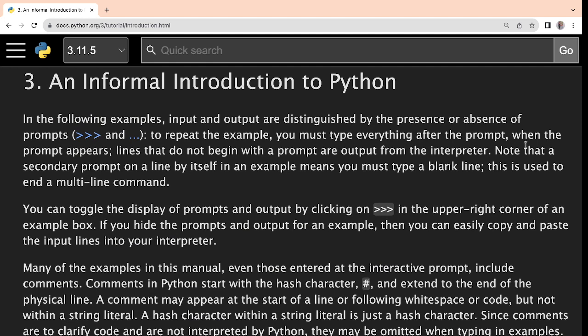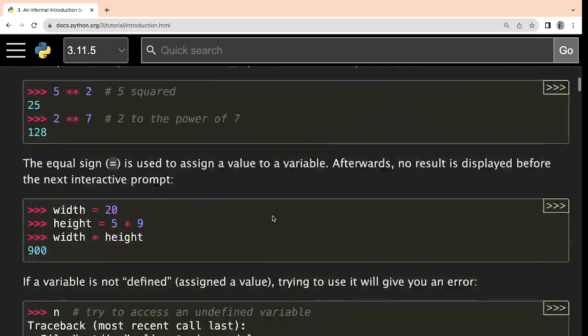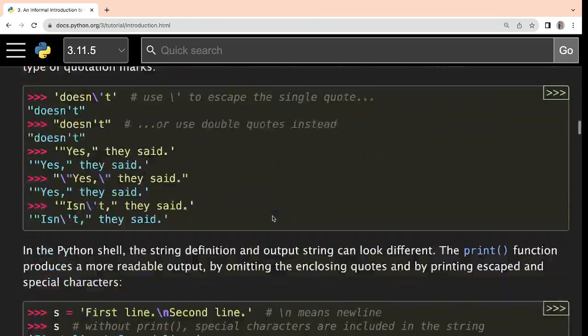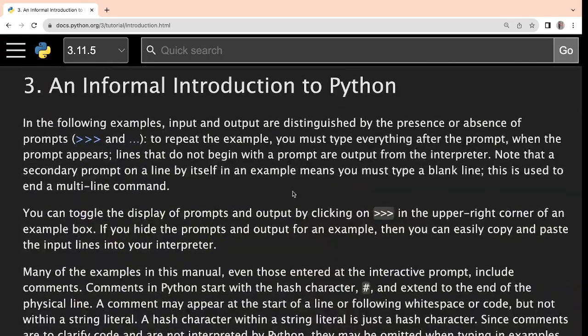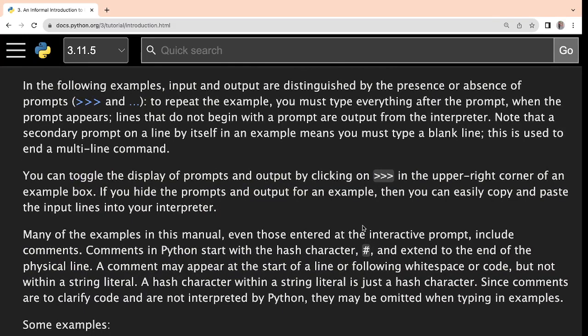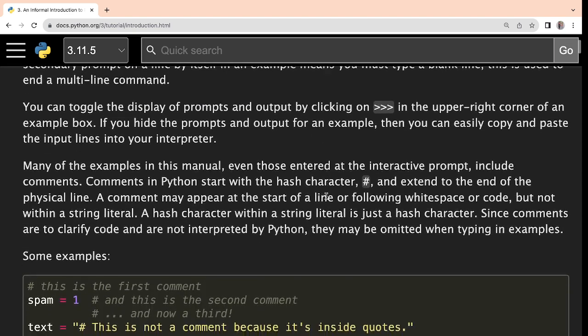Note that a secondary prompt on a line by itself in an example means you must type a blank line. This is used to end a multi-line command. I also showed this in the previous lecture using if. In the if construct we saw this secondary prompt. Here I don't think any such secondary prompt example is there, so you can check out my previous video and you will understand how the secondary prompt appears and what we have to do for executing the commands.